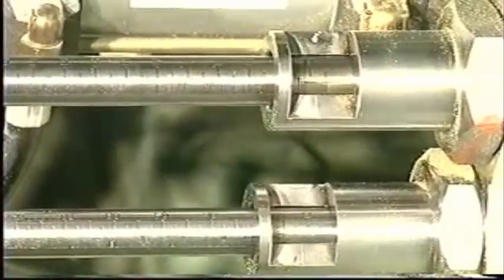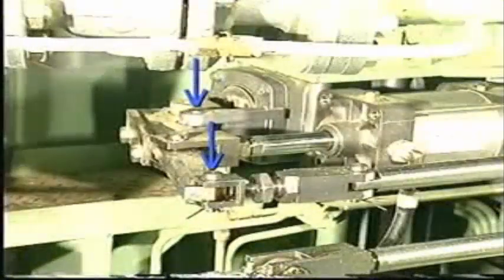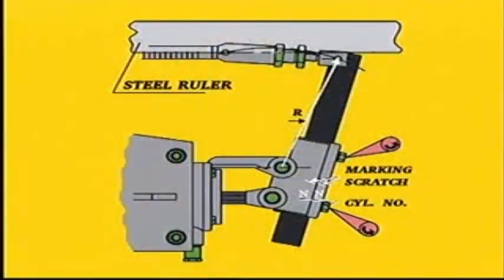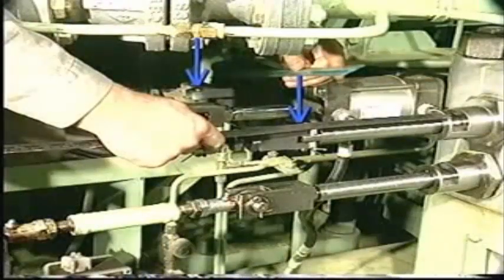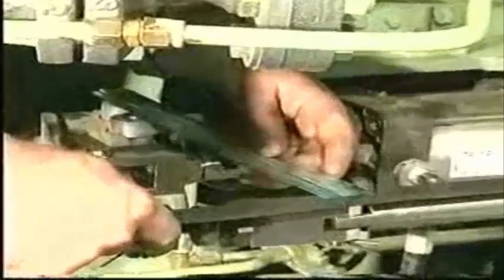Make sure that the VIT index is set at 0. Measure distance R between the two pivoting points. Note down the result. Measure distance L between the pivoting point and the center line of the VIT-rack. Note down the result.